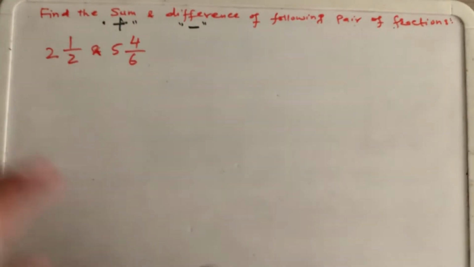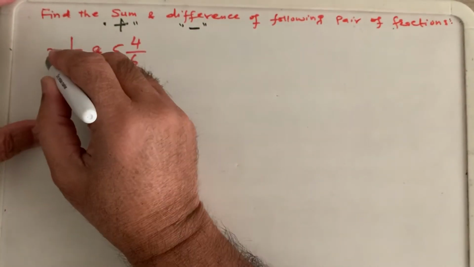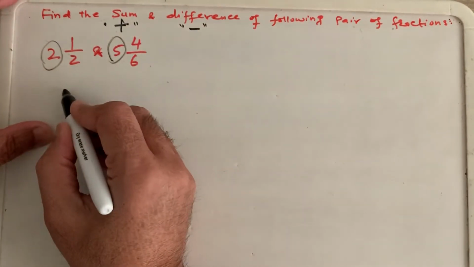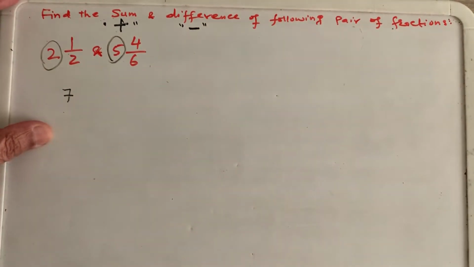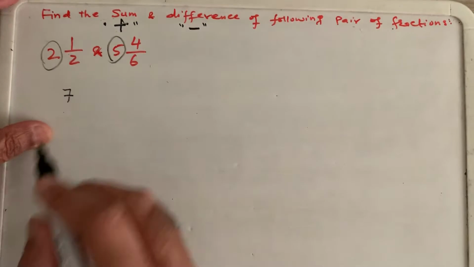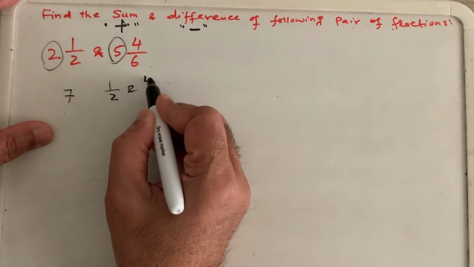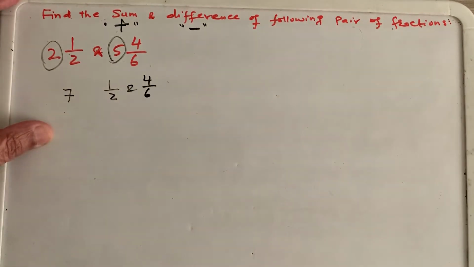I have to use the black pen now. So I have two whole numbers here. 2 is a whole number and 5 is a whole number. That means 7 is a must, right? In the answer, 7 whole numbers will be there. And what is left behind will be 1/2 and 4/6. This is what we need to see, right?